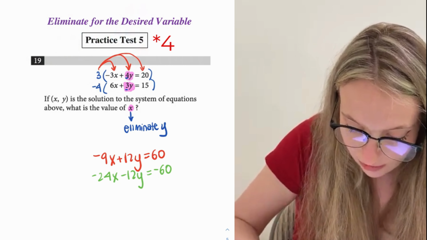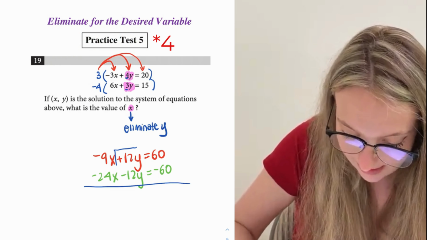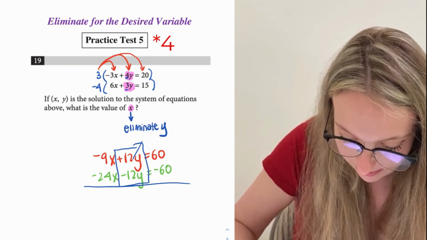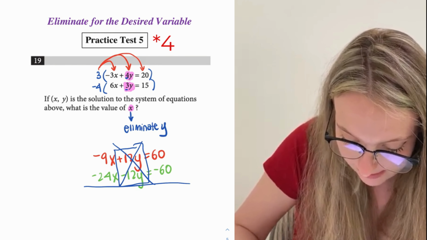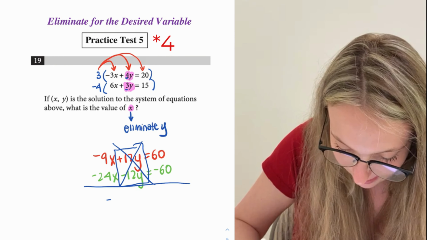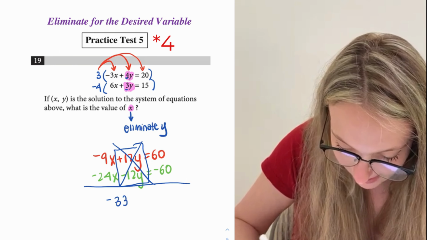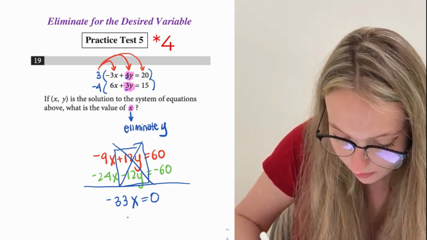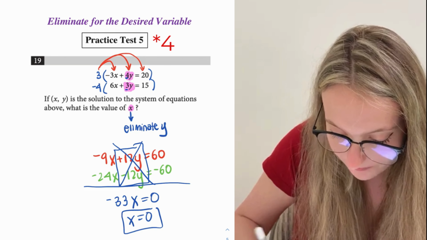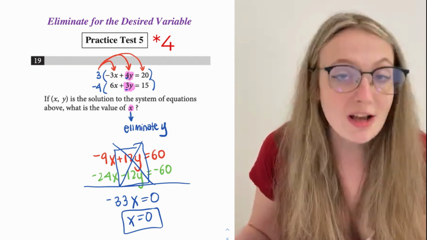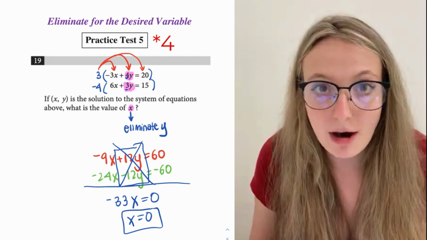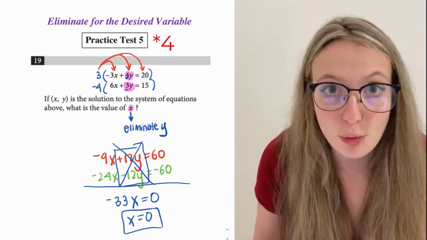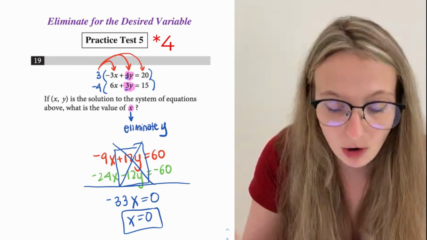Adding them together, I can see that the y's are going to cancel out here as we wanted. This is going to become -33x, but that's equal to 0, so x is equal to 0. There we go. Beautiful. So that's the most complicated it could possibly get, where you have to multiply both equations, but the same principle holds.